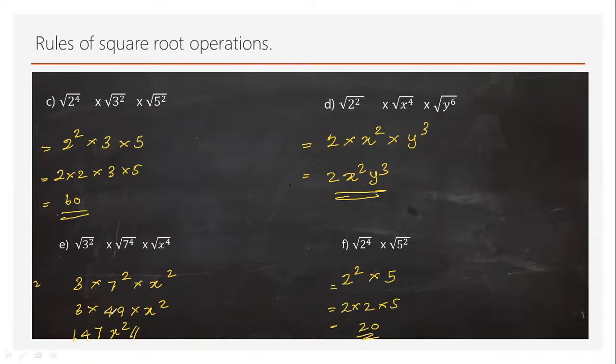147, this one should be correct. 3 times 9, 27, 2 remainder, 3 times 4, 12, 12 and 2, 14, 147 x squared here.